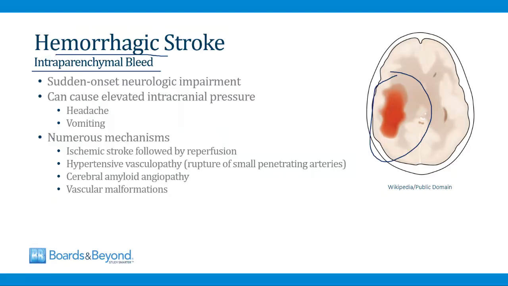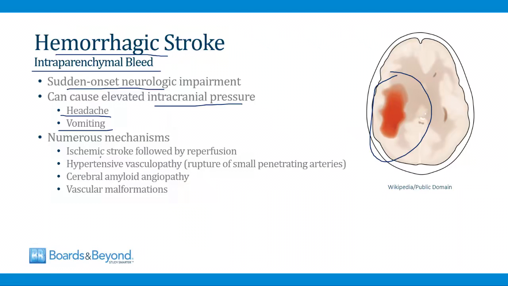As I mentioned earlier, these usually present with the sudden onset of neurologic impairment, and because there is bleeding into the brain, this can lead to elevated intracranial pressure. I talk about intracranial hypertension in another video, but all the elements of high intracranial pressure can occur in patients with a hemorrhagic stroke. These are things like headache and vomiting and papilledema. And just like there are numerous mechanisms by which an ischemic stroke can occur, there are also several mechanisms by which hemorrhagic strokes can occur.